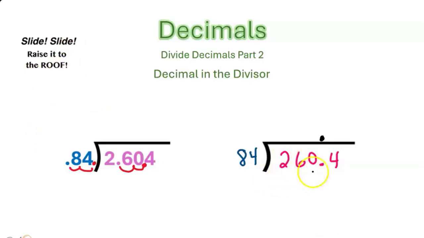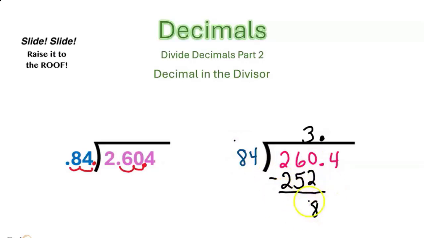How many 84s? We know it won't go into 2. It won't go into 26. It has to go into 260. And I know 84 is close to 100, so I am going to just guess and say it'll go in 3 times. Let's try it out and see. 3 times 4 is 12. Carry 1. 3 times 8 is 24 plus 1 is 25. Oh, that worked.